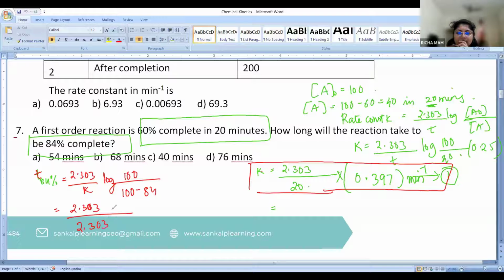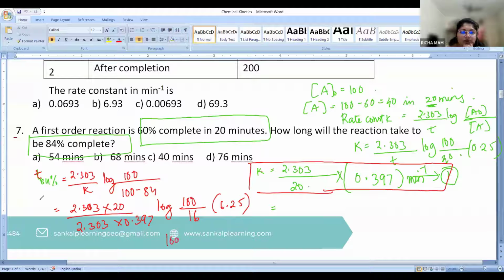K is 2.303 into 0.397, log of 100 by 100 minus 84. How much is 100 minus 84? It is 16. So divide 100 by 16 now. 100 divided by 16 is 6.25. Find out the log of 6.25, 0.79.